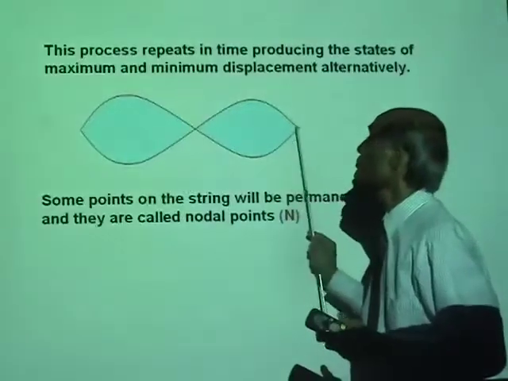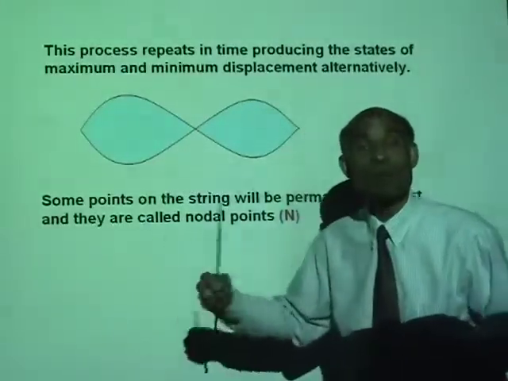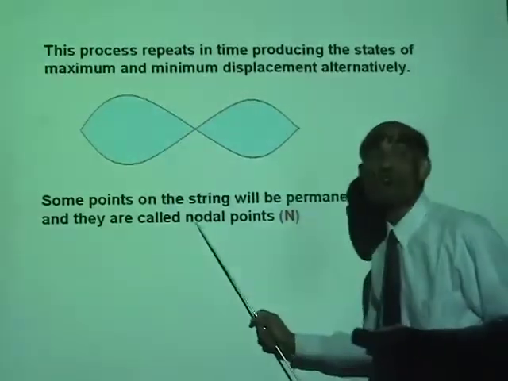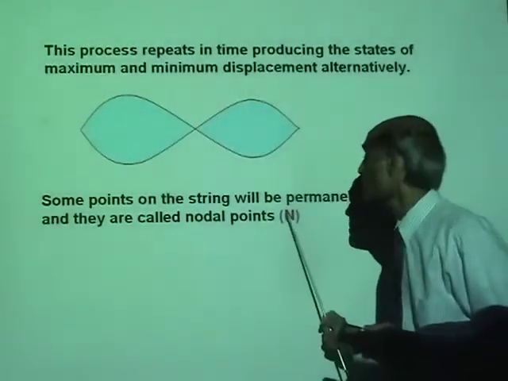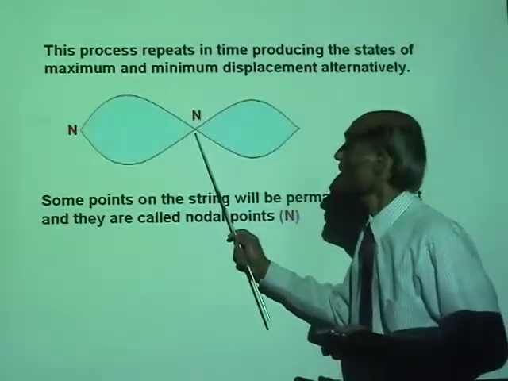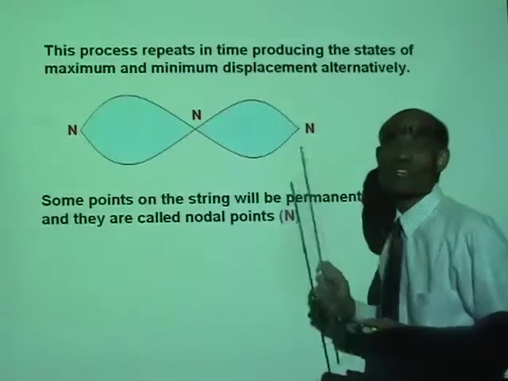There are three points which are permanently at rest, and such points are called nodal points, and we will represent them by N. This is a nodal point, this is a nodal point, and this is a nodal point.